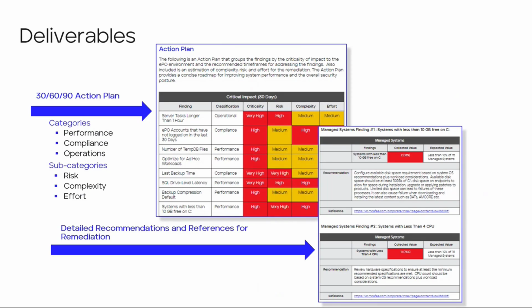And then, like we mentioned earlier in the presentation, there's going to be that custom plan that we build out for you. A piece of that plan is going to be the 30, 60, and 90-day action plan, broken out by those categories I mentioned: performance, compliance, and operations, and also based on criticality, risk, complexity, and effort. That 30, 60, 90 action plan will be at the beginning of the executive summary of the report, and then we'll break it out into detailed findings. For each section, if we're using EPO for example, we'll have EPO itself, the managed systems, and SQL, all with their own categories, detailed recommendations, and references for remediation.